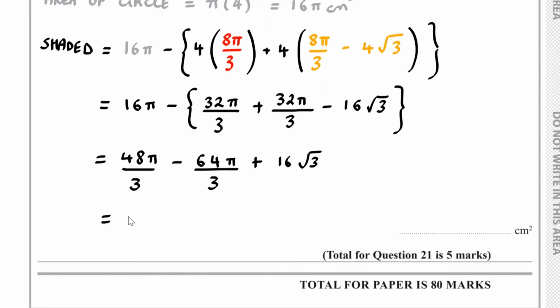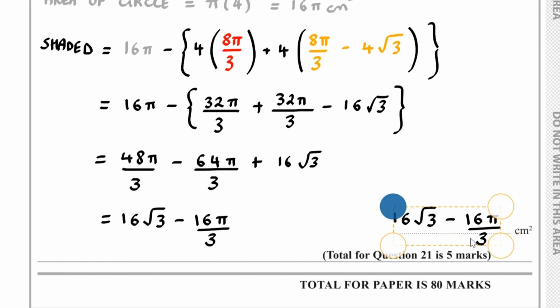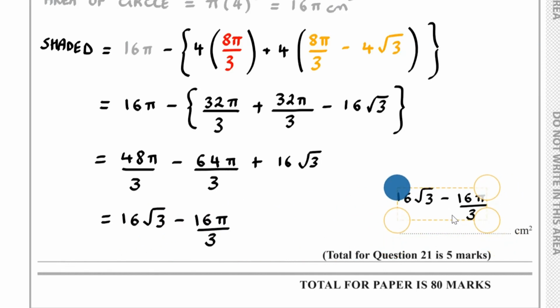So the required area is 16 root 3 subtract 16 pi over 3. So that is my required area.